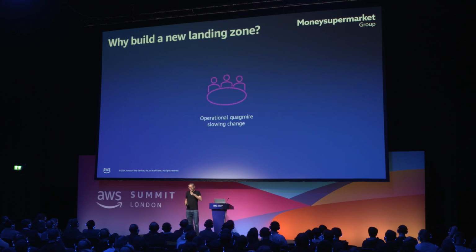And so we made a decision to say, okay, we need to go back to ground zero and build again. So we wanted to build a new landing zone. A lot of this operational quagmire we were dealing with is just something we said, we don't want to deal with this anymore.